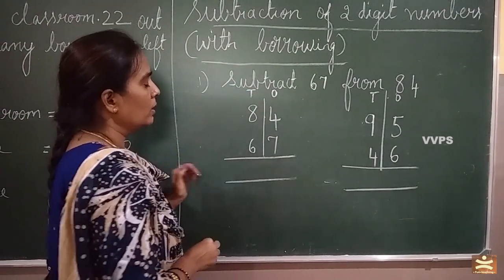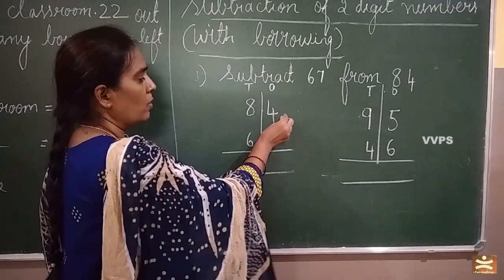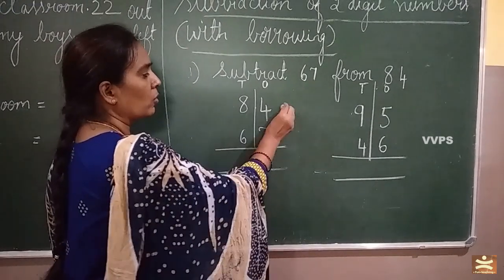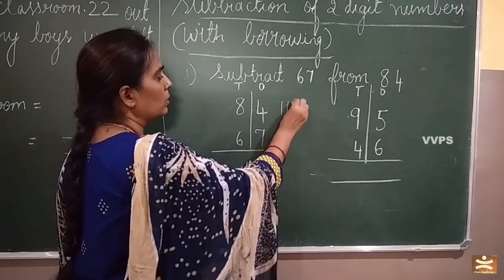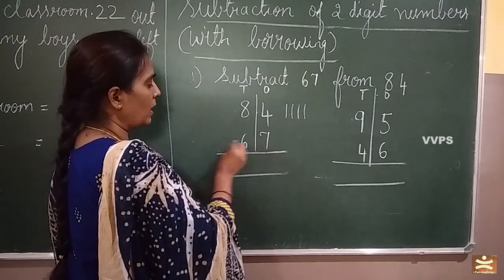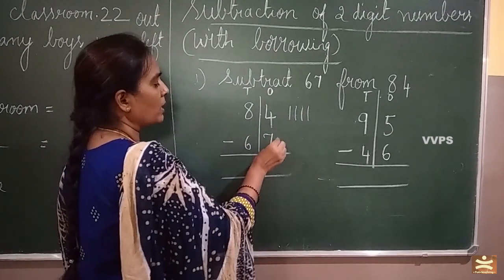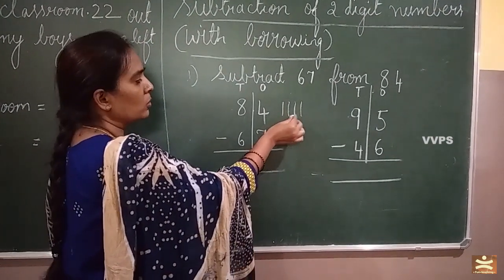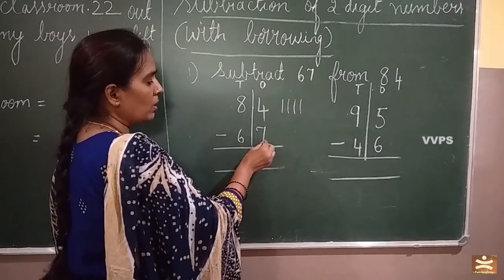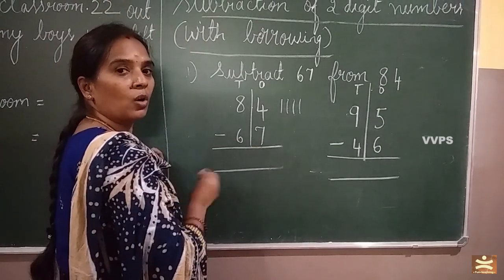So, borrow. See children, now in ones place you have here 4 and 7. If I draw, I'll show you. If I draw 1, 2, 3, 4, then I have to subtract 7. So if I subtract 7, where 7 is needed, only 1, 2, 3, 4 is there. Then I want to subtract 7. So how will you subtract?